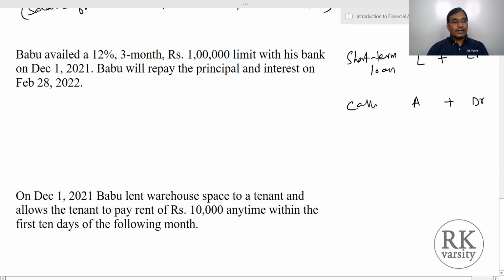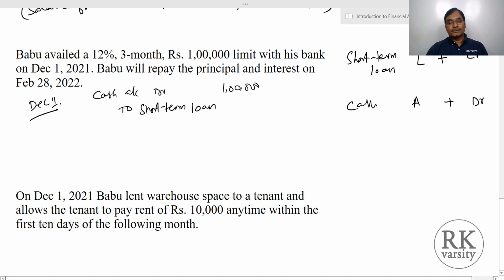Now first what we do is on December 1st we write a transaction saying that cash account debtor to short term loan and the amount is 1 lakh. And we'll write here that being loan borrowed or availed from bank.